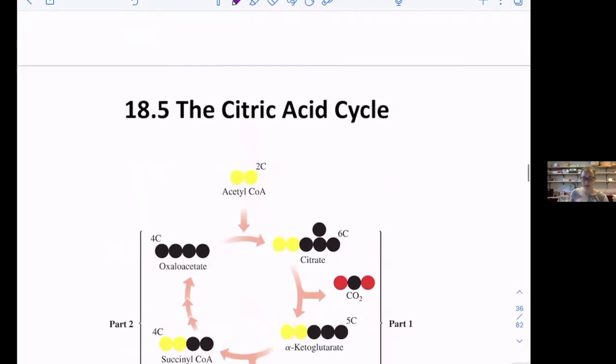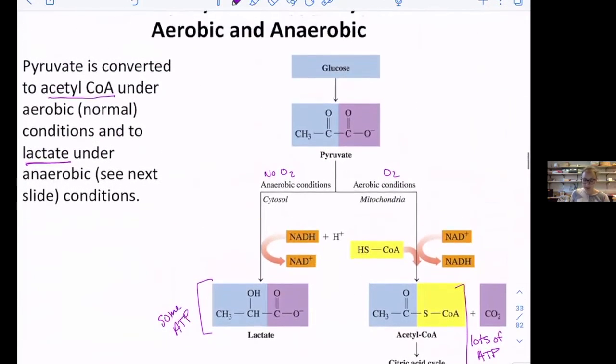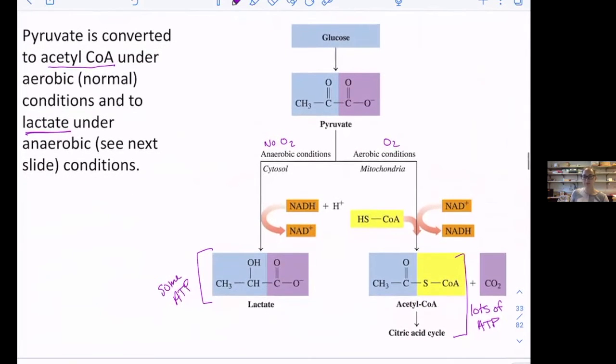So something we didn't talk about too much in the previous slides up here, we talked about anaerobic conditions a little bit more in depth, but what about the aerobic conditions? So the pyruvate generated in our glycolysis process, under aerobic conditions, so where there's oxygen, can undergo a reaction where it attaches to CoA to make acetyl-CoA.